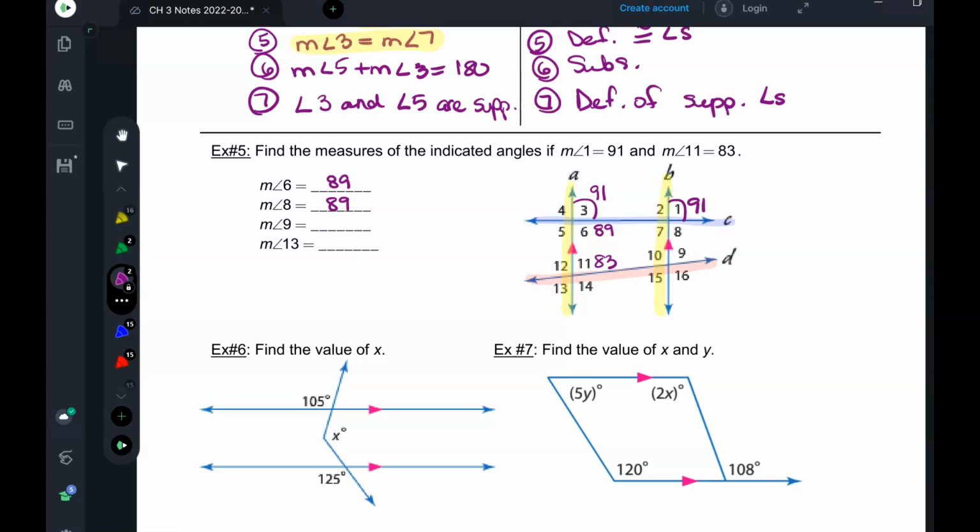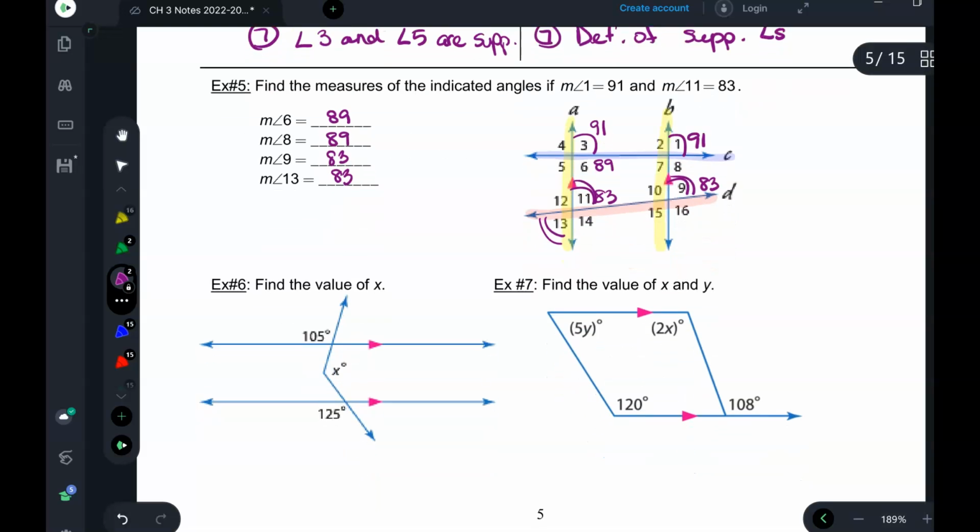Then we look at the other set. So if we look at angle 11, here's angle 11. That's congruent to angle 9, which is 83 degrees, because those are corresponding along that transversal D. And angle 13 makes a vertical angle to angle 11, so that's also 83.